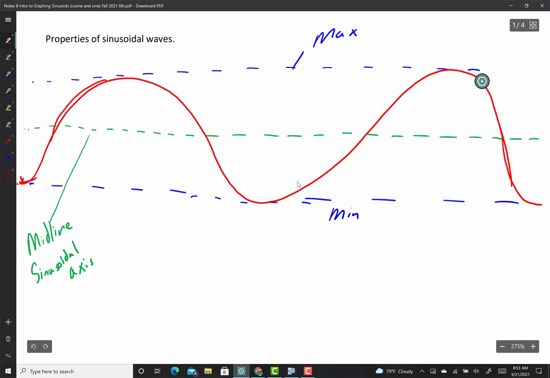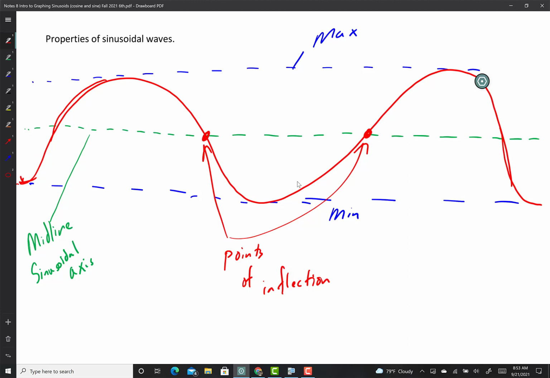All right, there we go. These points right on the midline are called points of inflection. Those are called points of inflection. This is concave down. This is concave up. So a point of inflection is where your sinusoid changes concavity. Or any graph, really, but specifically on the sinusoid.